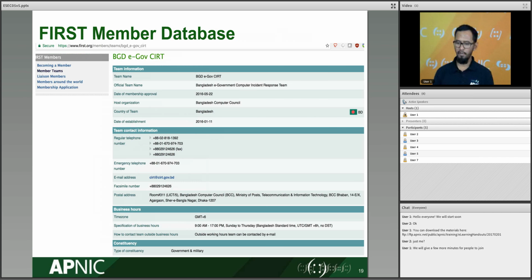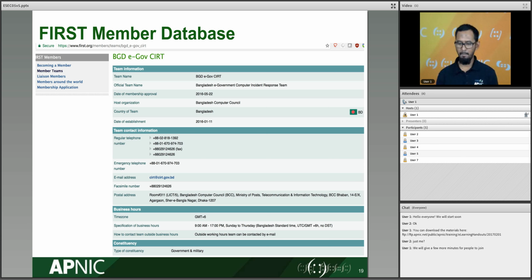I want to share with you, for example, this member database of FIRST. FIRST is the Forum of Incident Response and Security Teams. It is an association of CSIRTs and CERTs from around the world. If you have a CERT, you don't have to be a member of FIRST.